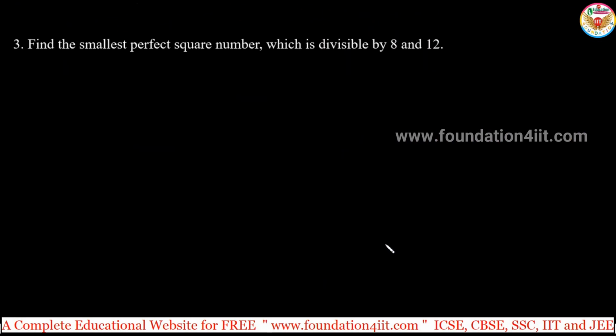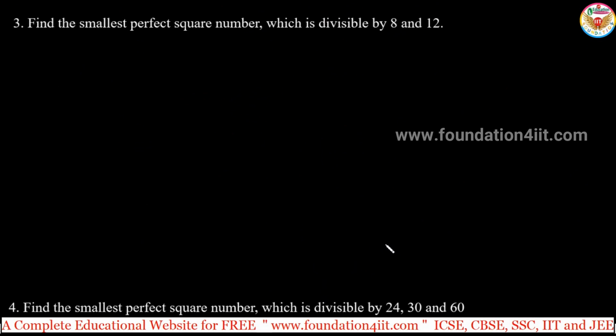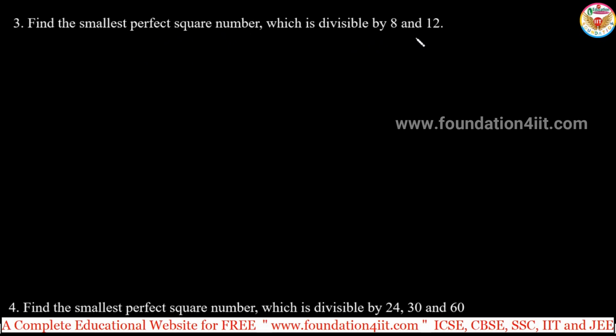Here are two questions which are similar, showing both. Find the smallest perfect square number which is divisible by 8 and 12. Next question also same. How to do this? The required smallest perfect number is divisible by 8 and 12. That means find the smallest perfect square number which should be divisible by 8 and 12.